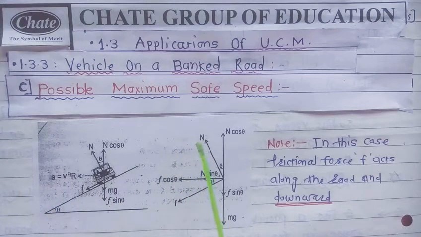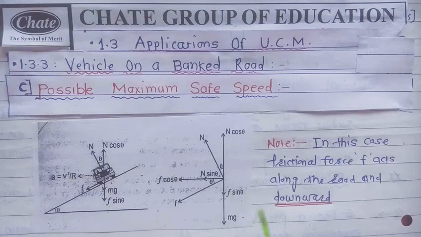Now this normal reaction N can be resolved into two components: vertical component N cos theta. Why is it cos theta? Because this component is adjacent to this angle theta. And another horizontal component is N sin theta. Similarly, this frictional force can be resolved into two components: horizontal component F cos theta and vertically downward component F sin theta.